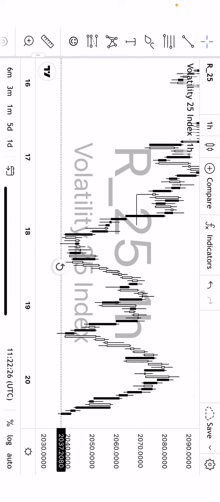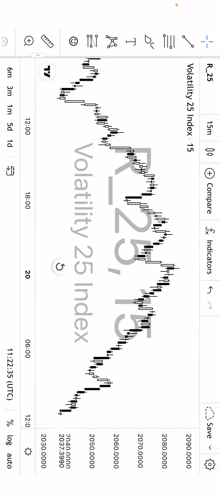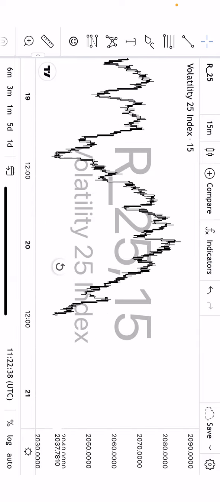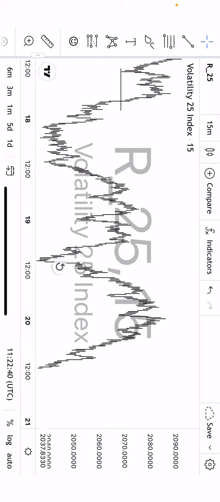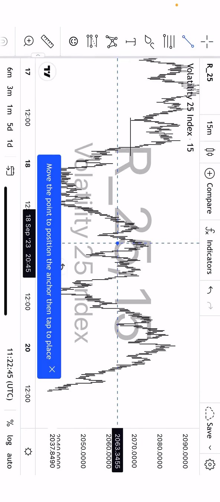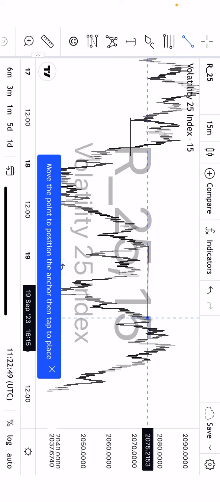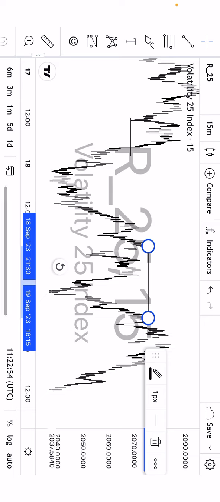So the next thing I would want to do is to go to the 15 minutes time frame and also check for my last break of structure. So here we have our last BMS to the upside. Now remember, guys, on our 24 hours time frame we have it to the upside. On our 4 hours time frame we have it to the downside. 1 hour to the downside. 15 minutes we have it to the upside.